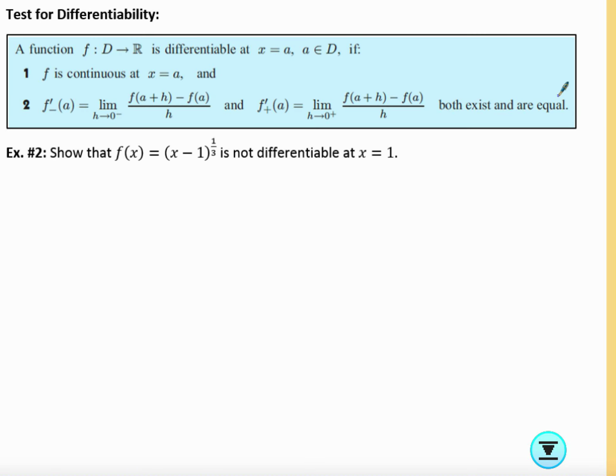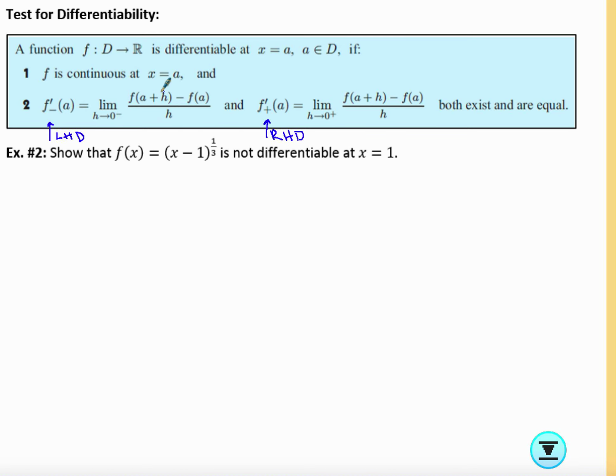So how can we test for differentiability? It's actually pretty easy. We're going to make sure, first of all, that the function is continuous where x is equal to whatever value we're checking the differentiability at. Then we're going to check the left-hand derivative and the right-hand derivative. So this little negative sign there represents the left-hand derivative. I'll call it the LHD. And with the little positive sign underneath, that is the right-hand derivative. So I'll call that the RHD.